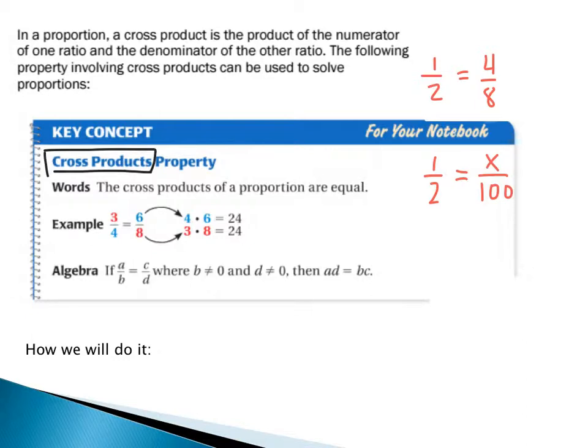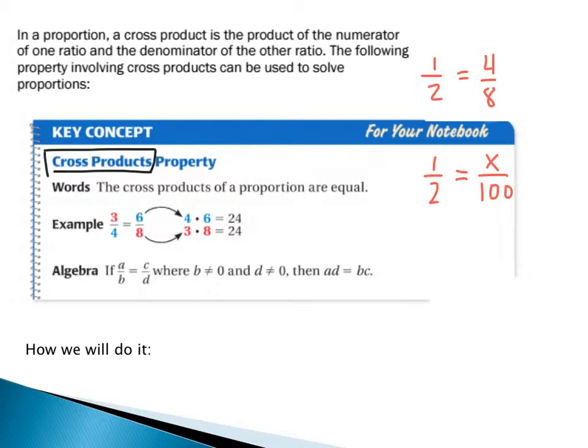So here's what it says. If you look here, we have the example 3 to 4. This ratio, 3 to 4, is equivalent to 6 to 8. They show it here in blue and red. If you look at the 4 and the 6 and multiply across, 4 times 6, you get 24. And the 3 times the 8 is also 24.